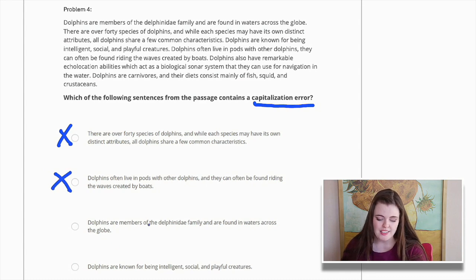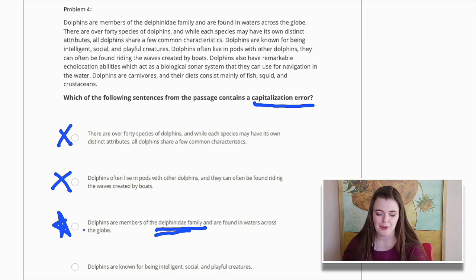Dolphins are members of the Delphinidae family and are found in waters across the globe. Now here, Delphinidae family, especially Delphinidae here. This is an example of a proper noun, something that is like specific, like a person, place, or a thing. This is a specific thing. Delphinidae should be capitalized. Should be a capital D here. So I'm going to go ahead and put a star next to it because it's probably the correct answer.